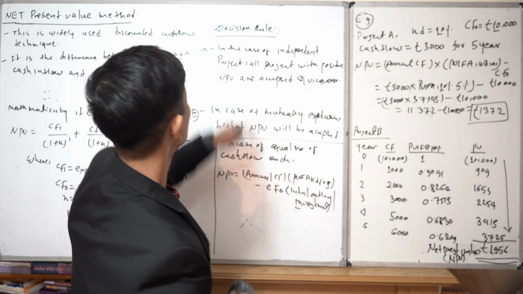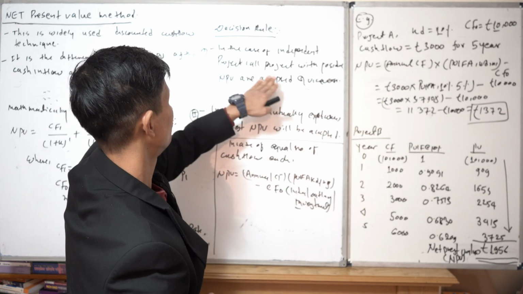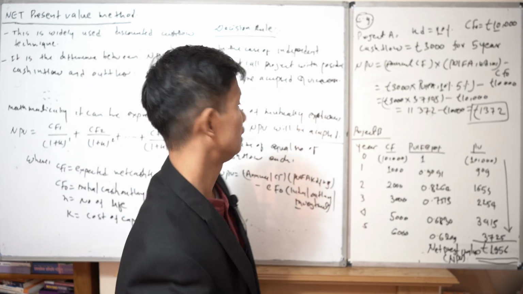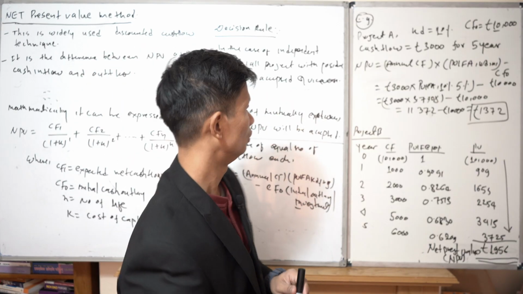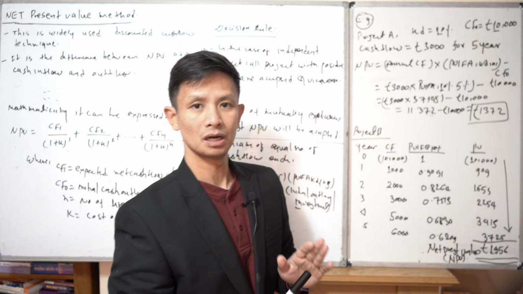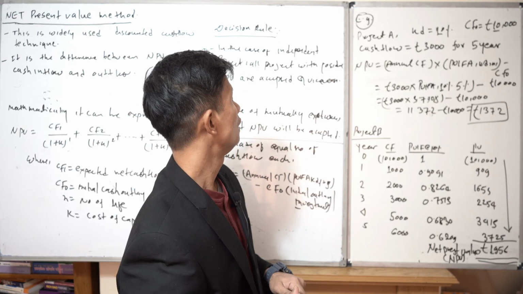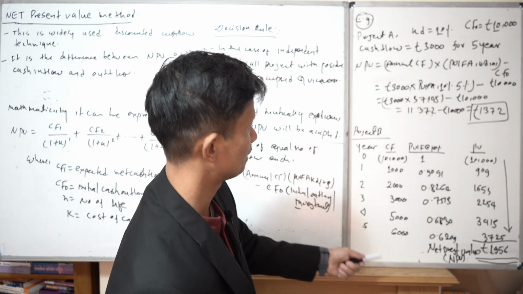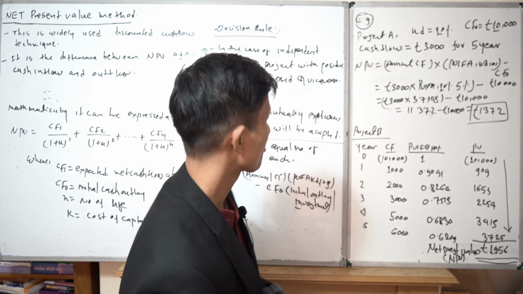Decision rule: in the case of independent projects, all projects with positive net present value are accepted. That is the first rule. But we have to choose one project. So both project A and project B have got a positive net present value. We can see here.